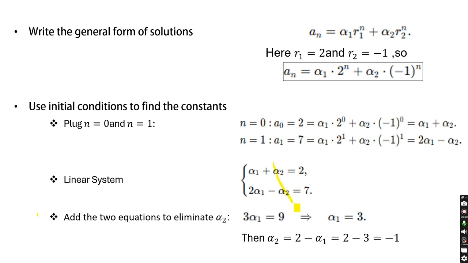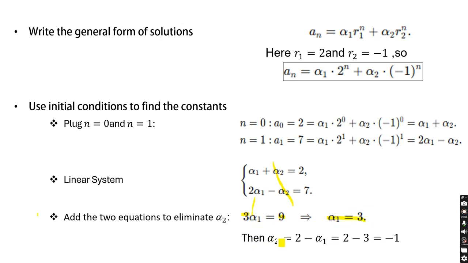So a2 will be eliminated, and then if we add the like terms, we have a1 plus 2a1, which results to 3a1, and then 2 plus 7 is equals to 9. Both of these numbers are divisible by 3. So if we divide by 3, we have a1 is equals to 3.